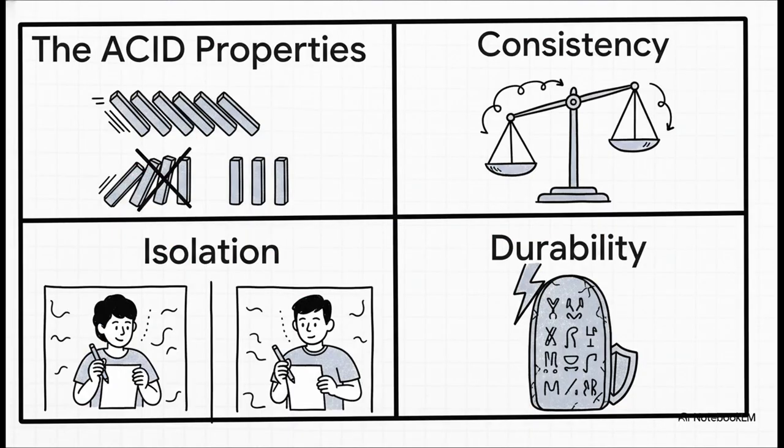Now, to make sure every single operation in our database is rock solid, we follow a strict code of conduct called ACID. Think of it as the official building code for our data. A is for atomicity. An operation is all or nothing. C is for consistency. No transaction can ever break the database's rules. I is for isolation. Multiple operations happening at once won't trip over each other. And D is for durability. Once you save something, it's saved for good, even if the power goes out.